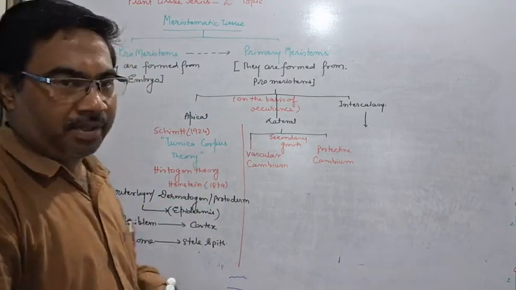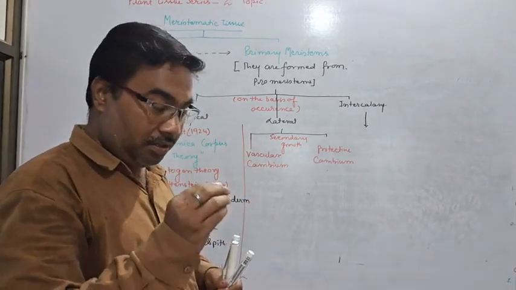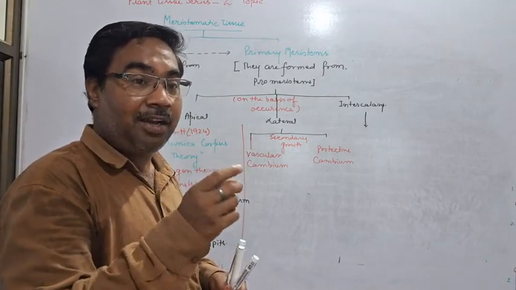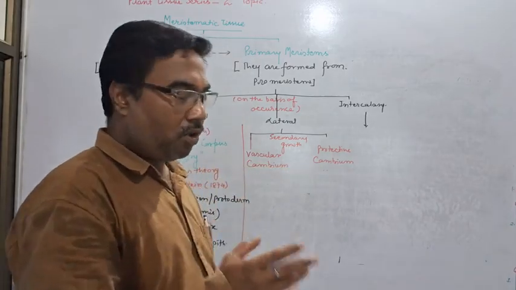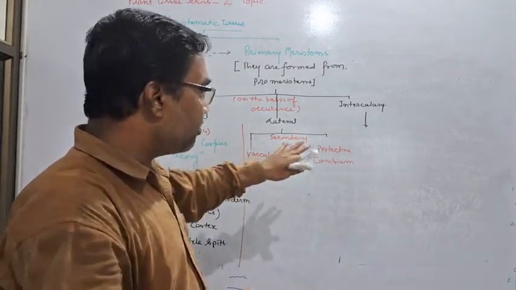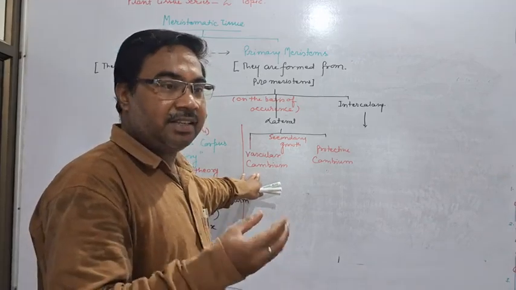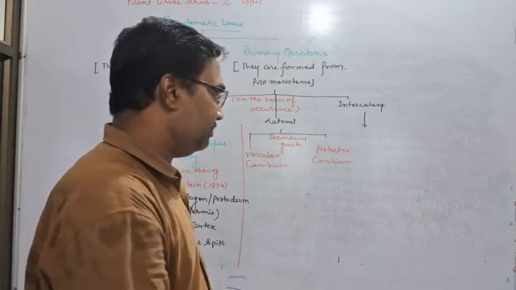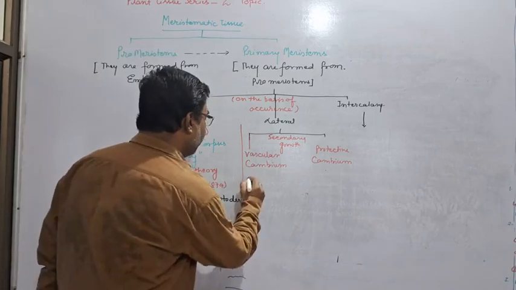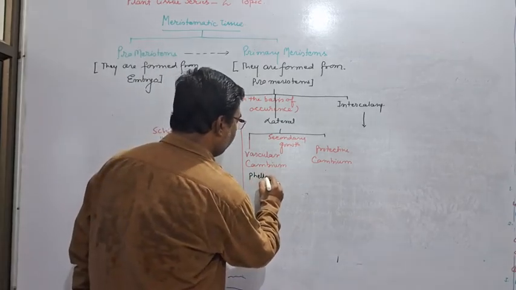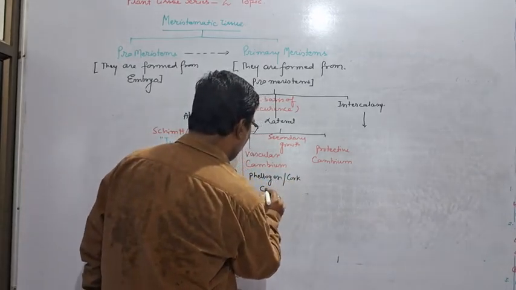What is vascular cambium? Vascular cambium is the cambium which is formed nearby the xylem and phloem, that is the vascular bundle. Protective cambium is the cambium formed in the outer layer. So it protects the plant organ and it increases the function of xylem and phloem. Protective cambium is popularly known as phellogen, or sometimes we say cork cambium.